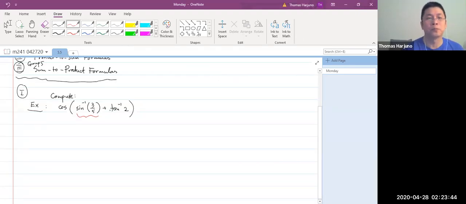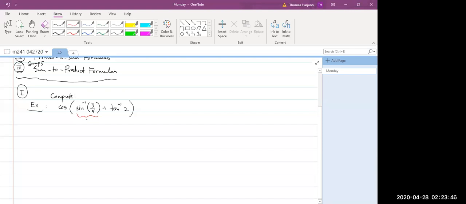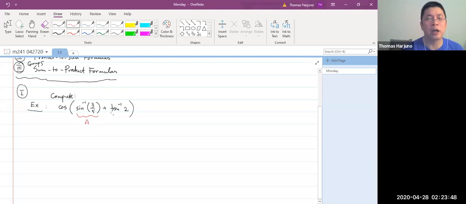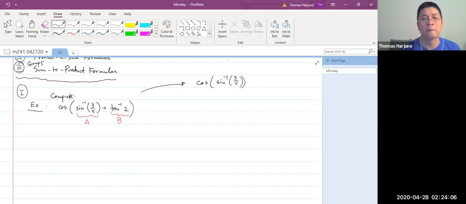Let's call this A here and call this B. Okay. We did this before. In the past, we did the type of question, for example, cosine of sine inverse of 3/5. I wonder if you remember that. It was in your test.